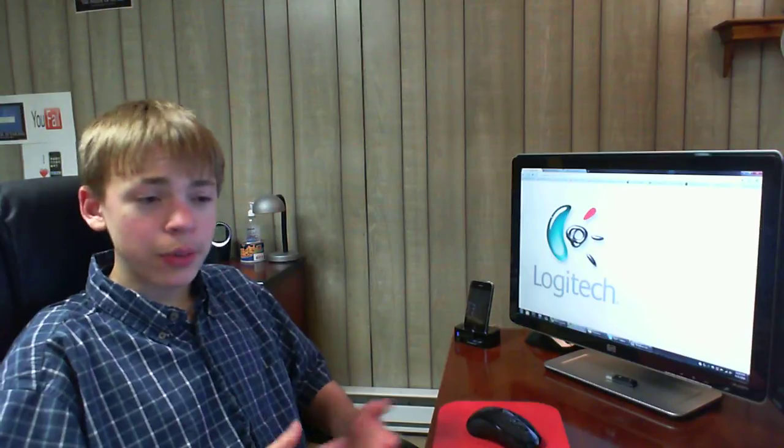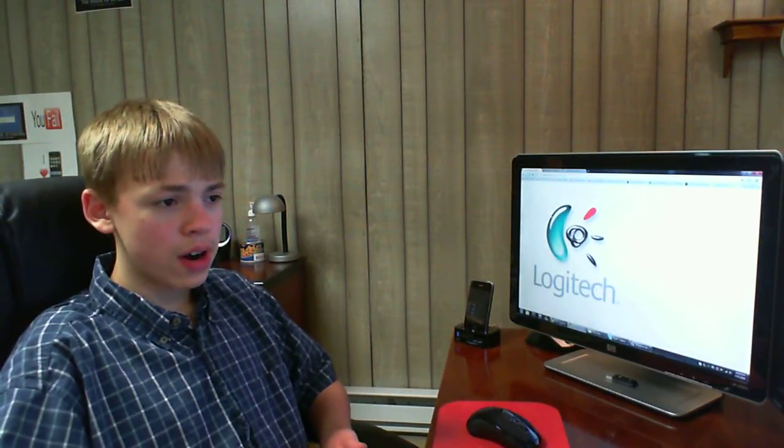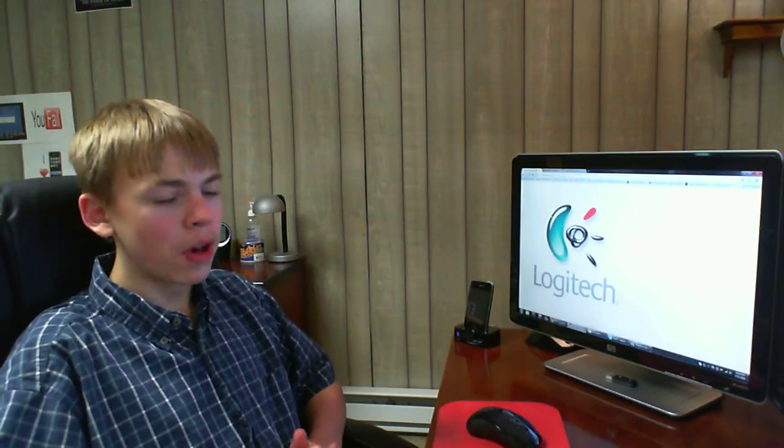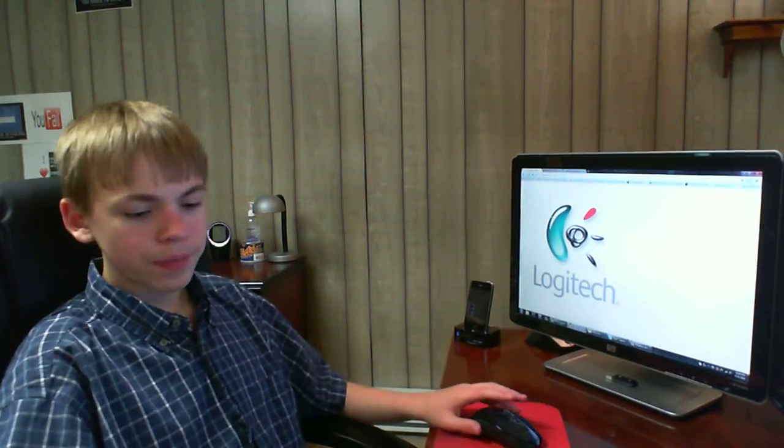Yeah. So anyway, that is what the difference between optical and laser mice are. The Logitech MX-1000 was the name of the mouse that was released in 2004. That was the first laser mouse available to the general public.